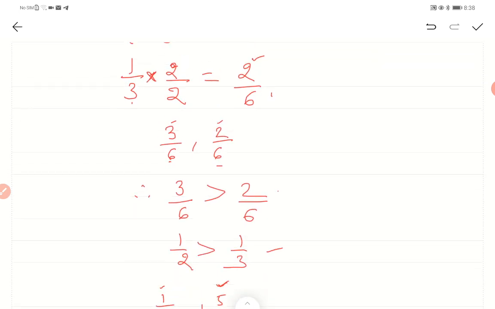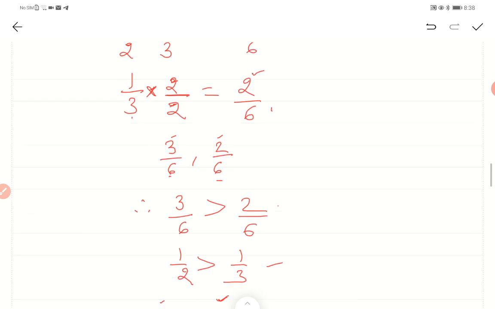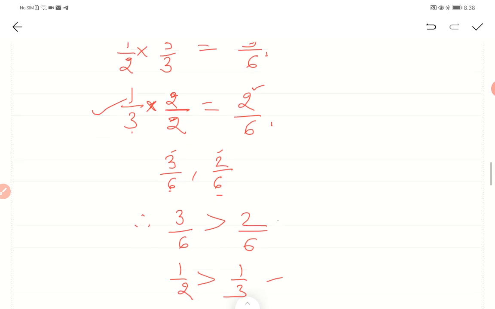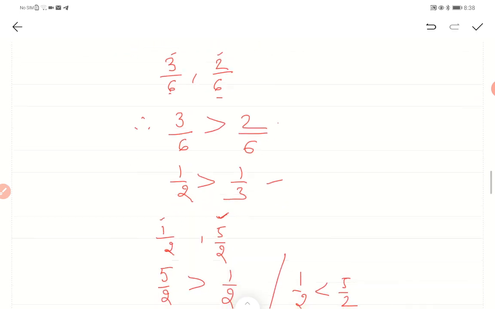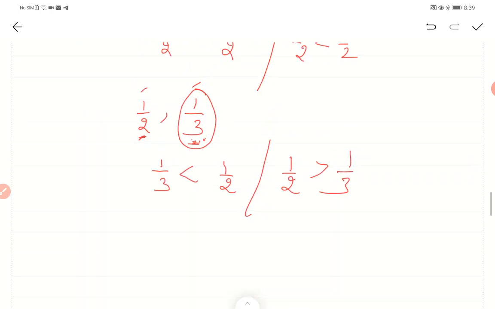So you need to multiply and divide 1 by 3 with 2, and multiply and divide 1 by 2 with 3. Either you can do this, or the easiest method, just remember, is this one point: if both the numerators are equal and you compare denominators, the fraction with the greater denominator is lesser than the other.